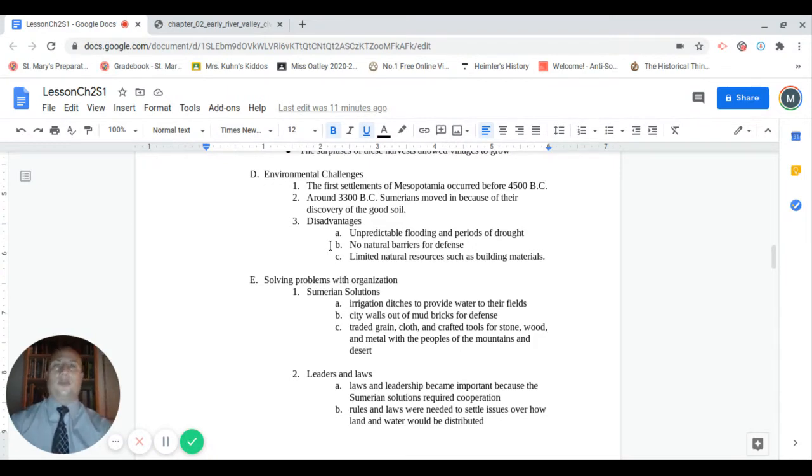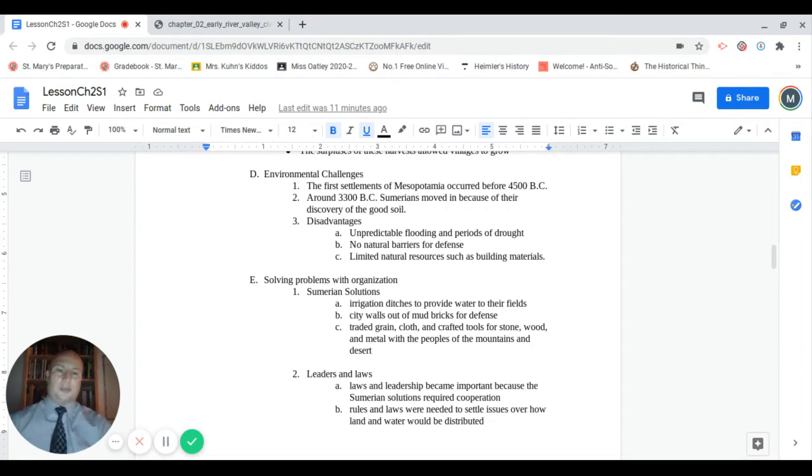it says no natural barriers for defense. I'm going to say limited natural barriers of defense. Rivers are not really a natural barrier of defense. Natural barriers of defense would be like mountains. There are the Zagros Mountains to the north. A desert would be a natural barrier of defense. Things that are very difficult for armies to cross, which would kind of prevent a conquest.